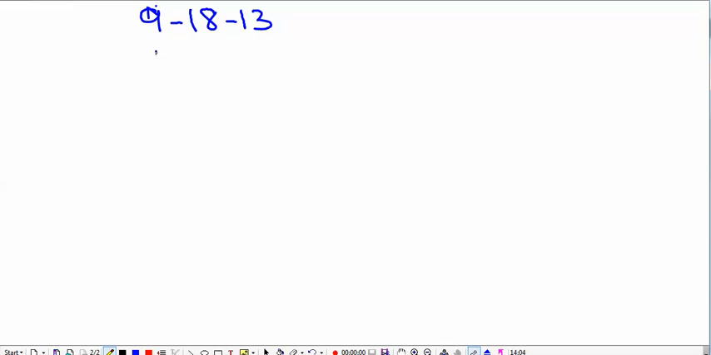Alright, chapter 3, section 2. Parallel lines. I'm going to take a bunch of the theorems in this section and combine them into two. Okay?